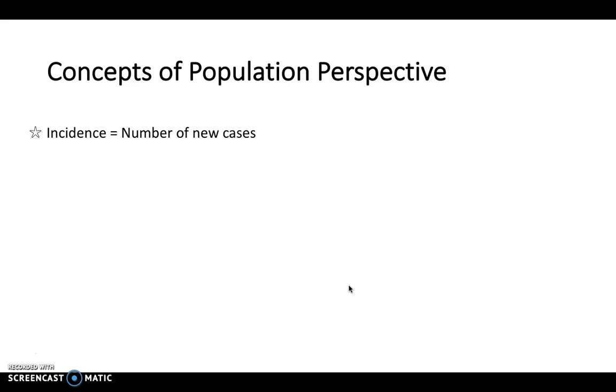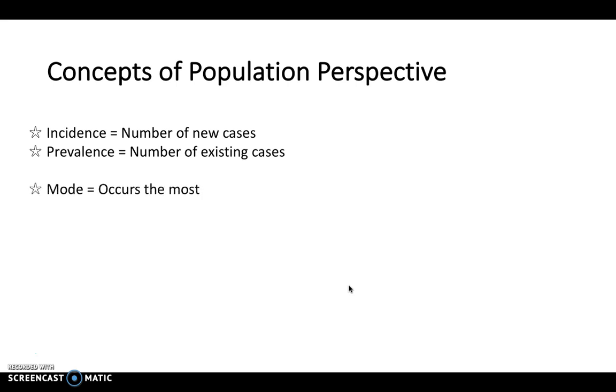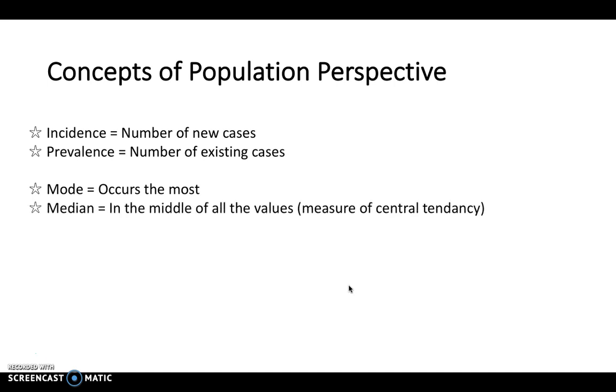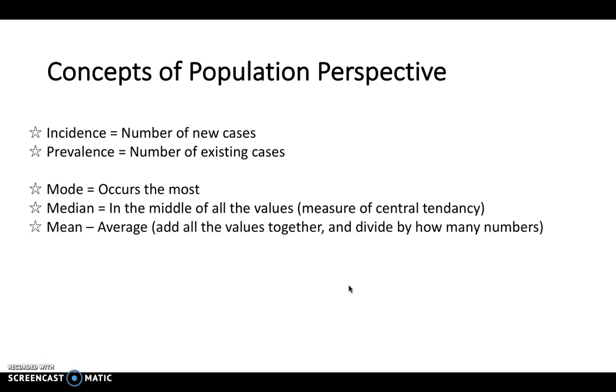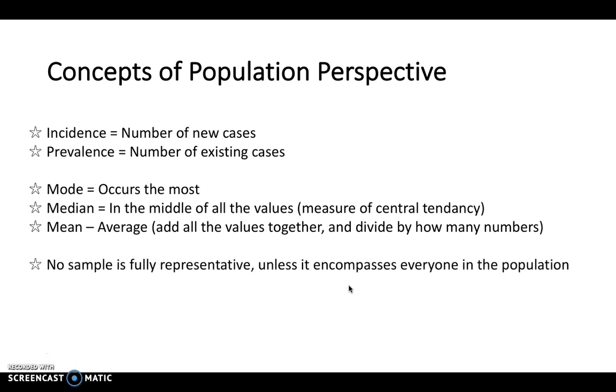So, we have incidence, which essentially is the number of new cases that occur. And therefore, with incidence, we can also think about prevalence, which is the number of existing cases of a disease. If we think about basic definitions, mode is the value that occurs the most. Median is in the middle of all the values. It measures the central tendency of a data set. And mean is our true average when we add all the values together and divide by however many numbers there are altogether. Remember, no sample is fully representative unless it encompasses everyone in the population, which is very, very unlikely.